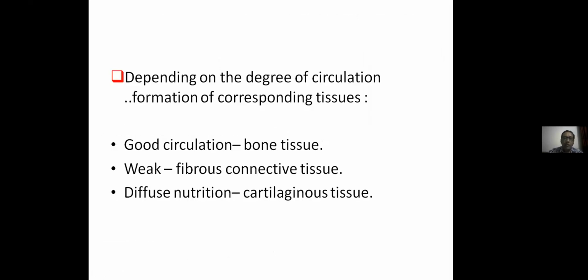Depending on the degree of circulation, the callus formation varies. If good circulation is available, bone tissue regenerates. If circulation is weak, fibrous connective tissue is found. If there is diffuse nutrition, cartilaginous tissue is found.